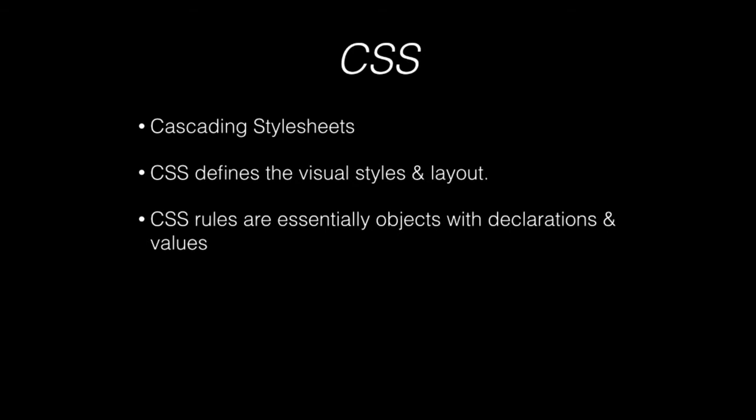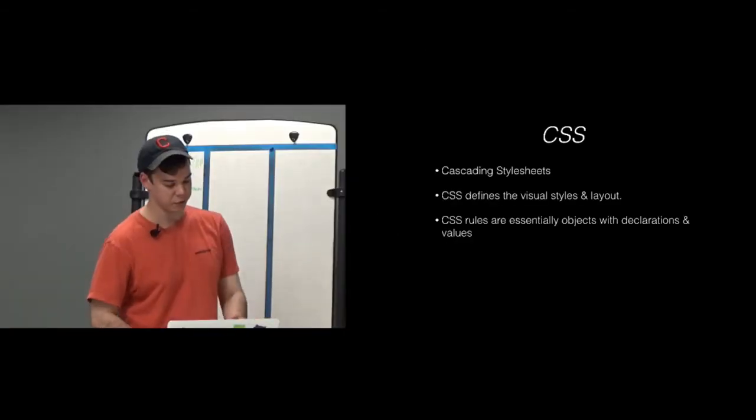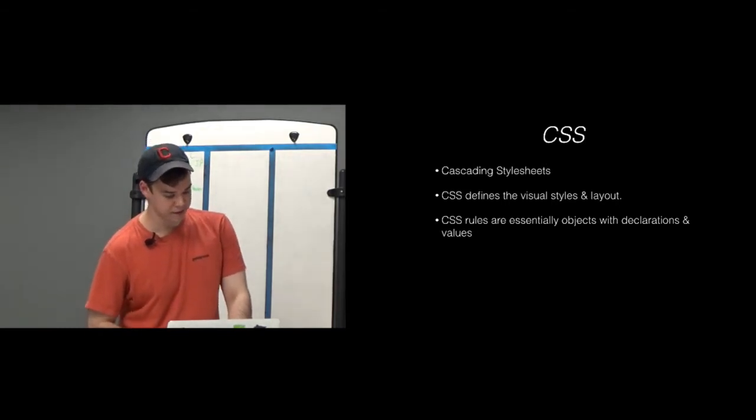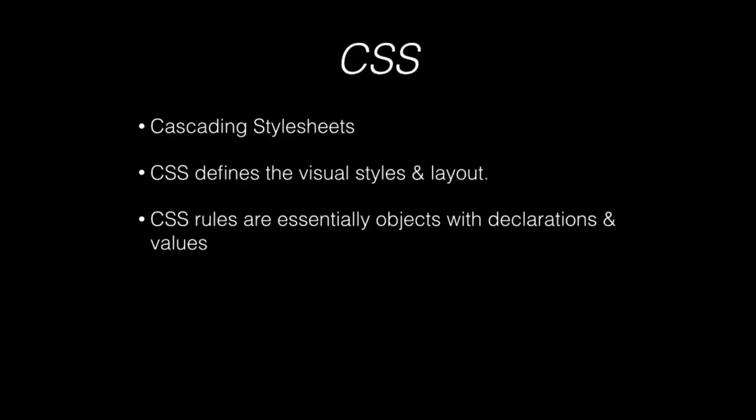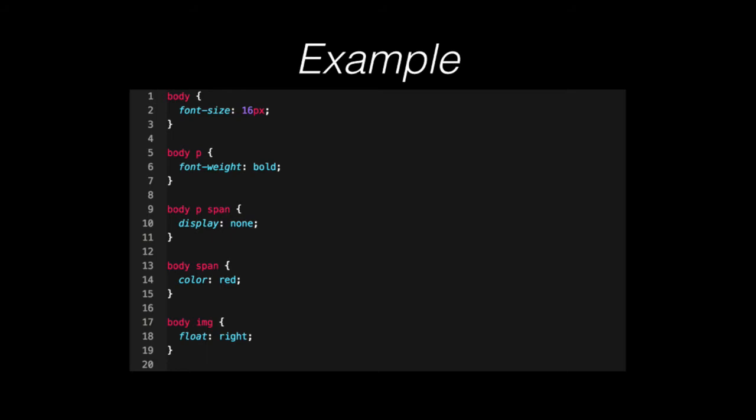So then CSS is cascading style sheets. And what CSS does is it defines the visual styles and layouts. CSS rules are essentially objects with declarations and values. So they're going to look really similar to what we just looked at. So here's an example here.